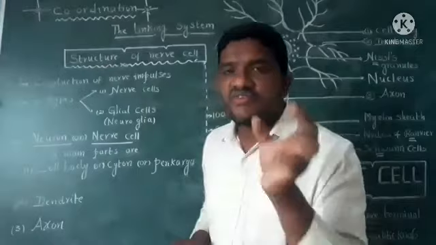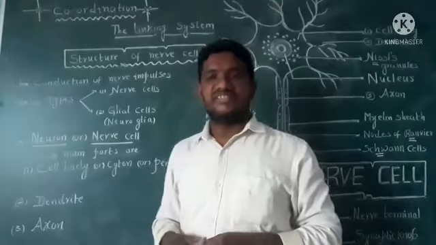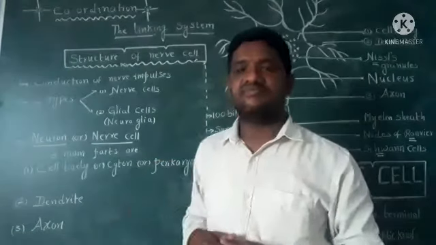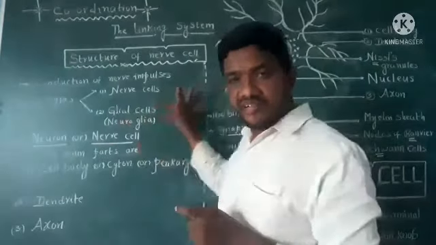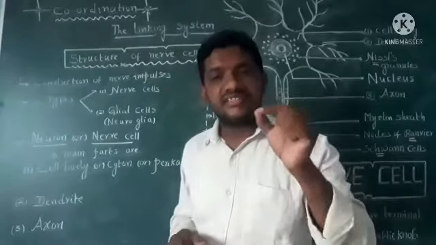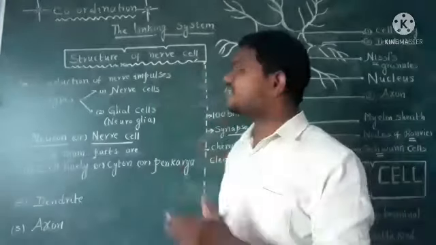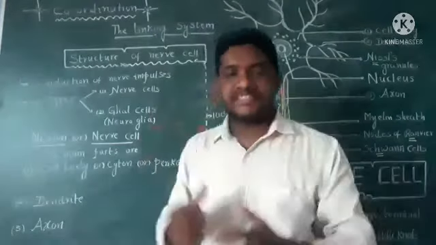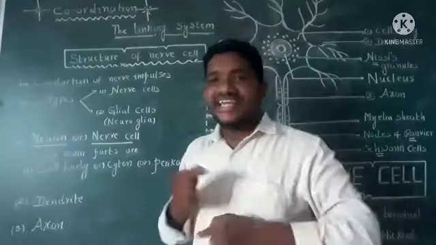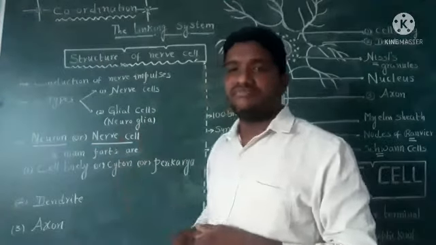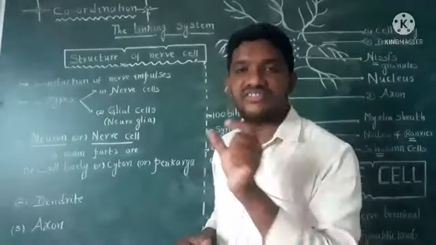The structural and functional unit of the nervous system is called the nerve cell. The nervous system is made up of nerve cells. There are two kinds of cells present. One is nerve cells, the second one is glial cells or neuroglia. These two are the most important cells present in the nervous system.